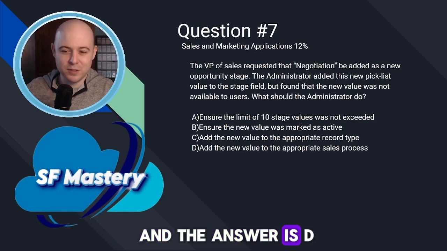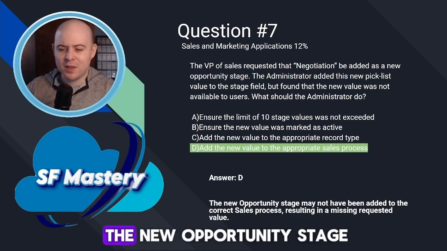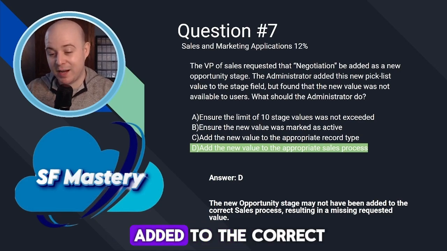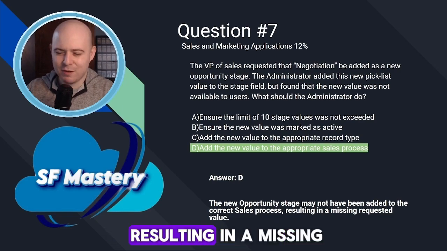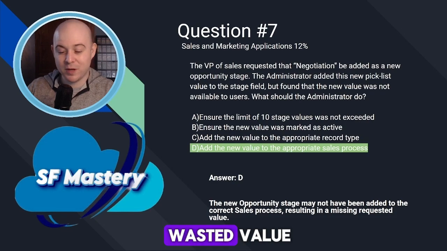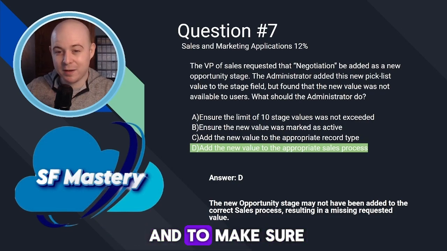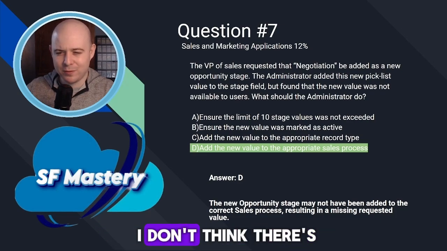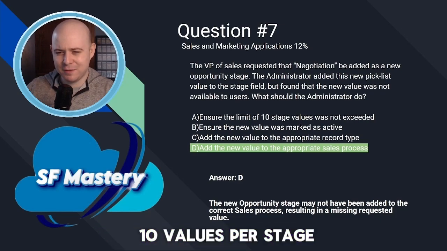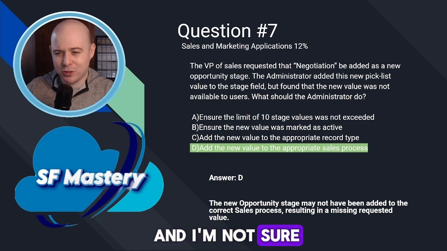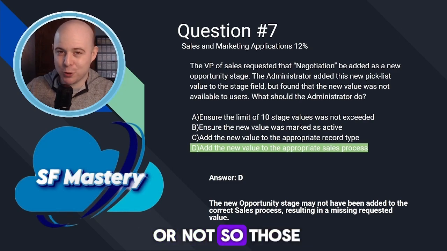And the answer is D. The new opportunity stage may not have been added to the correct sales process, resulting in a missing requested value. It's important to check where these new values are added and to make sure that these are valid answers. I don't think there's a limit of 10 values per stage, and I'm not sure if stages have to be marked active or not, so those are out.